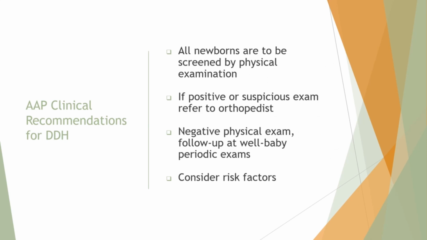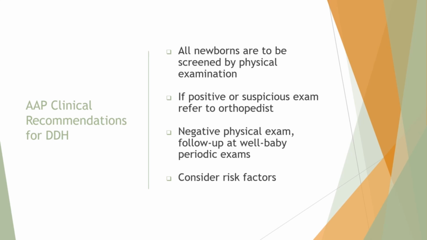So what are the clinical recommendations for developmental dysplasia of the hip by the American Academy of Pediatrics? So all newborns should be screened, or are screened, by physical exam. If the results of the physical exam are positive, so positive Ortolani and Barlow sign at 2 weeks, need to refer to ortho. If at the 2-week exam the Ortolani and Barlow signs are absent, but physical findings raise suspicions, then we need to consider, again, referral to ortho or request an ultrasound at age 3 to 4 weeks.